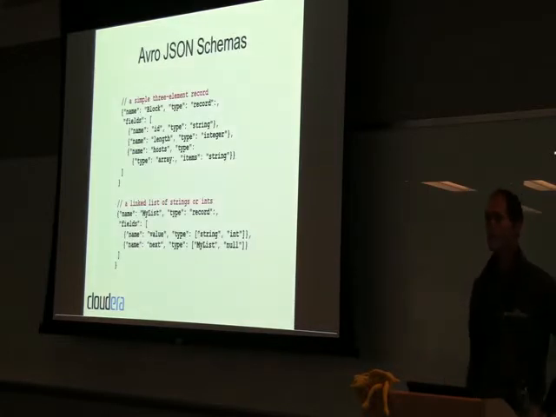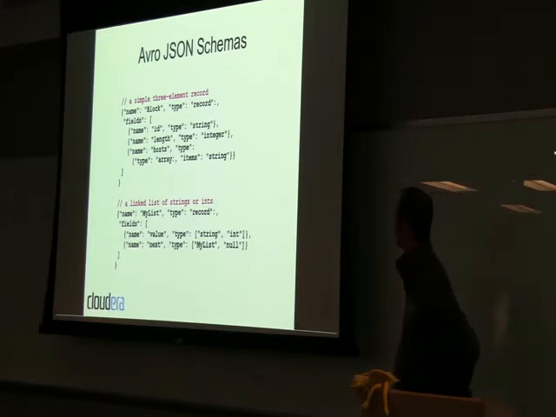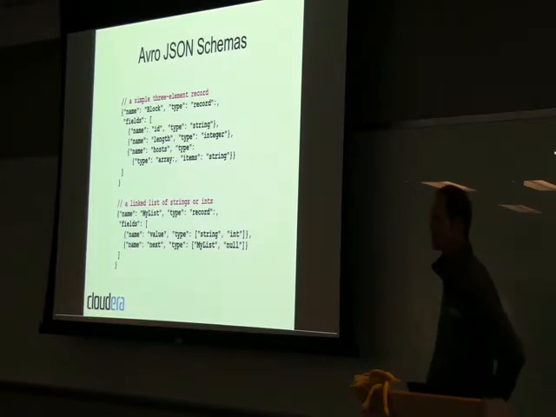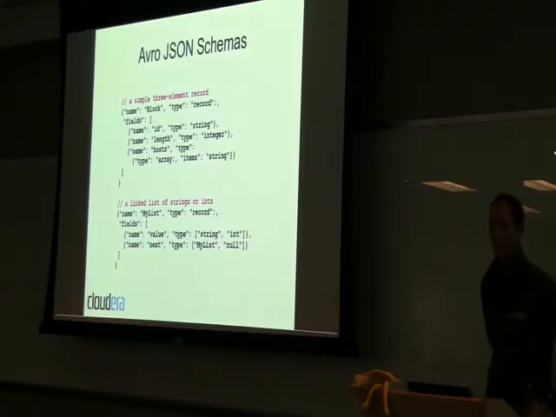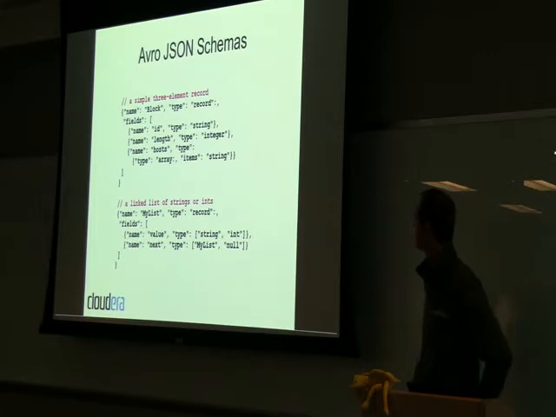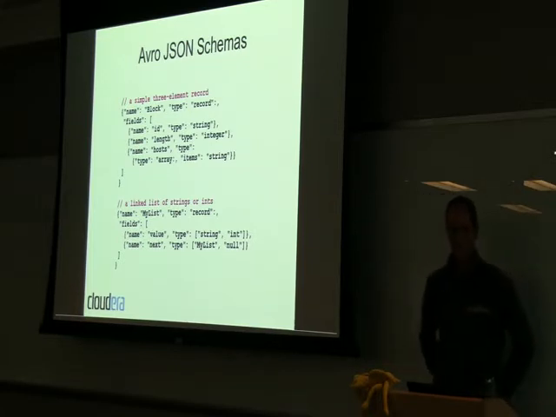So some examples of schemas. Here's two simple schemas in JSON. First one is a block, a simple record, 3 fields: ID, which is a string, length, which is an integer, and an array of strings called hosts. I hope that makes sense. Pretty straightforward struct. A lot of quotes. Sorry, that's JSON.